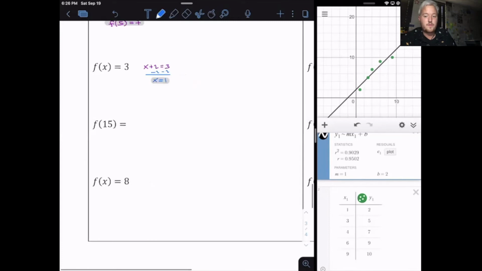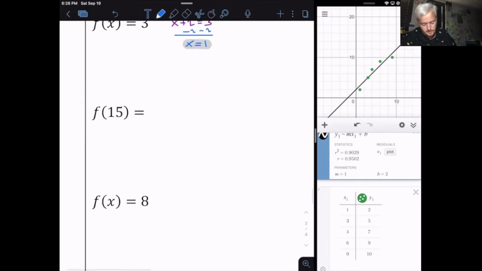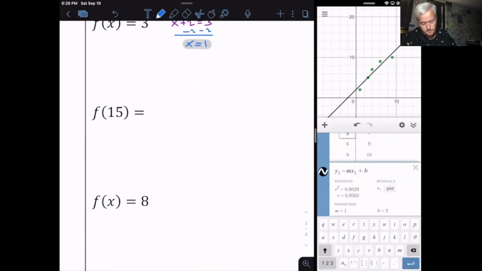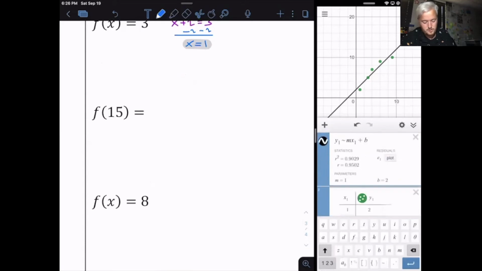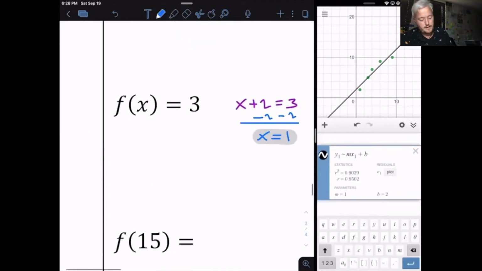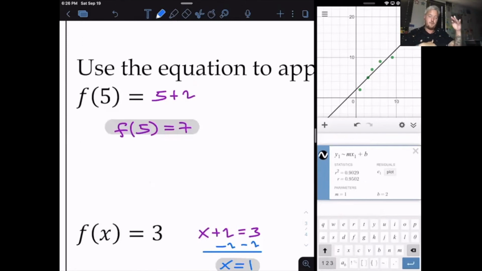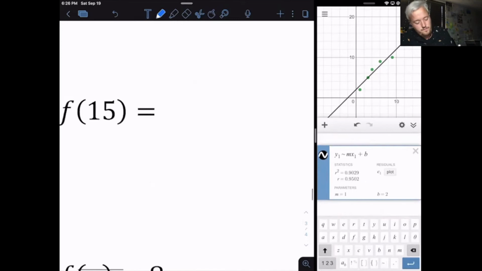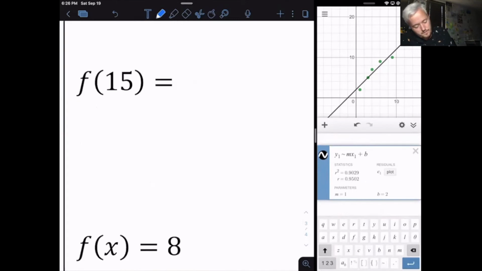All right, so now I want to find f of 15. If you notice over here in your table, f of 15 is not even included in your table. So this is going to be extrapolation. Whereas up here, finding f of 5, that was within the boundaries of the table, so that's interpolation. So here, I'm going to have 15 plus 2, which in this case, f of 15, is literally just 17.